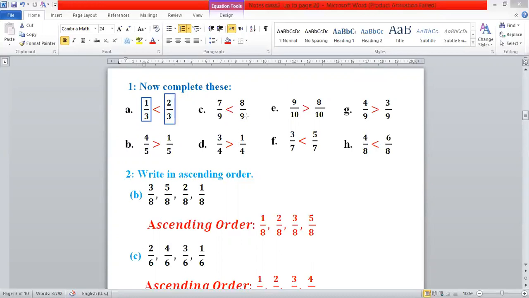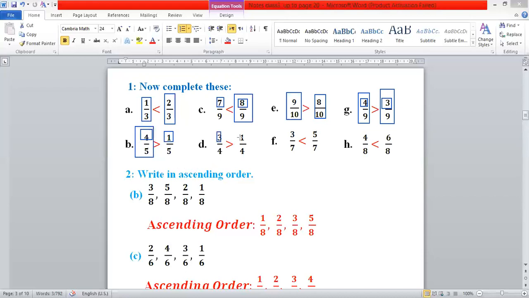Here compare 7 over 9, 8 over 9. 7 with 8. Of course, 8 is greater, therefore this one is greater. So, write 7 over 9 is less than 8 over 9. Here 9 over 10, compare with 8 over 10. Now compare numerators. Here 9 is greater, therefore 9 over 10 is greater than 8 over 10. Here 4 over 9, this 4 is greater than 3, therefore 4 over 9 is greater than 3 over 9. Here 4, compare 4 and 1. 4 is greater, therefore 4 over 5 is greater than 1 over 5.